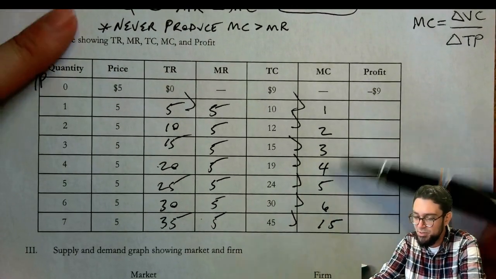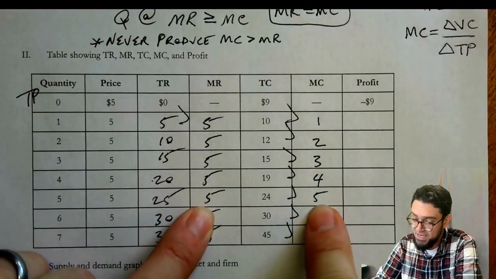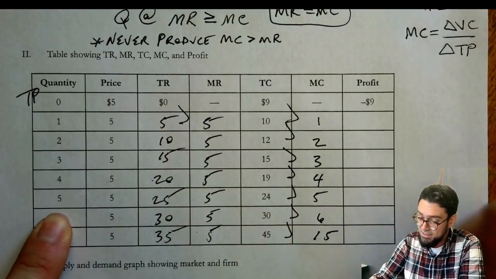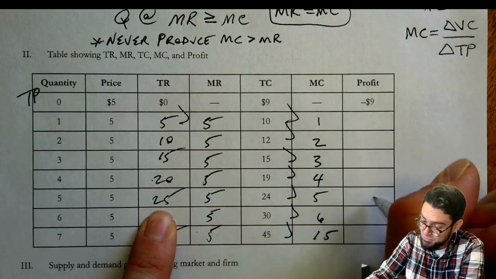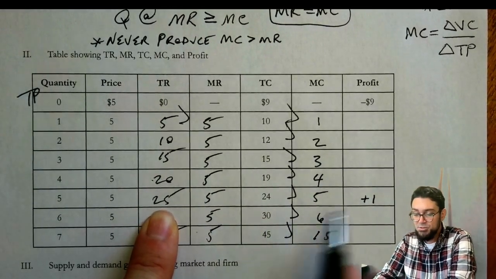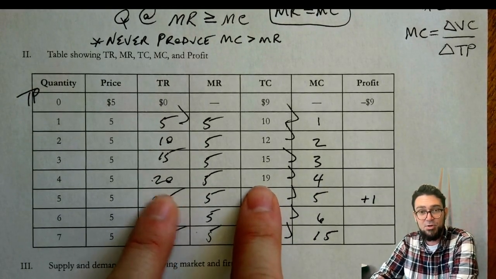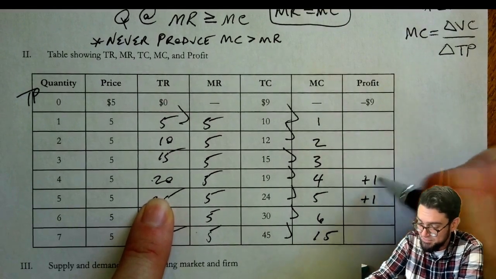Now, where's the unit where MR equals MC? 5, 5. Here it is, the fifth quantity. Let's do the math. Our profit, 25 minus 24, is positive 1. Now, some students who are eagle-eyed are going to notice that in this table, 20 minus 19 is positive 1.